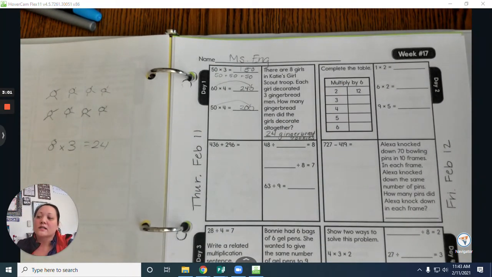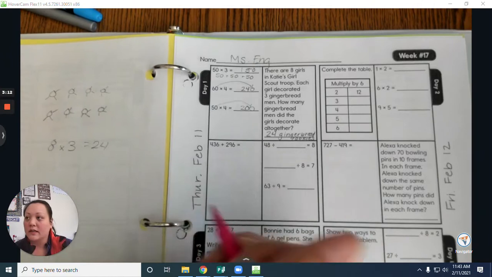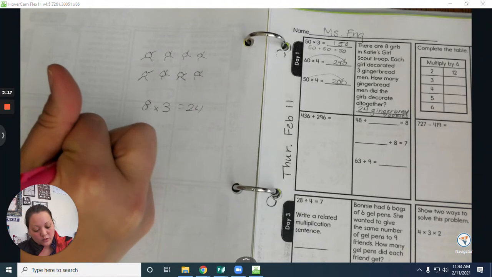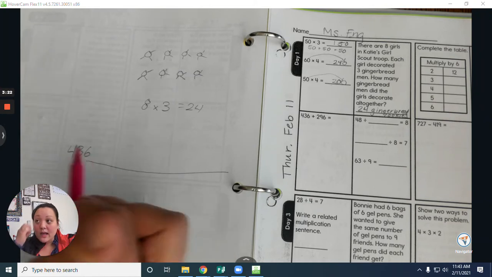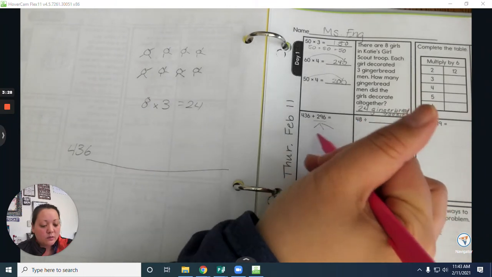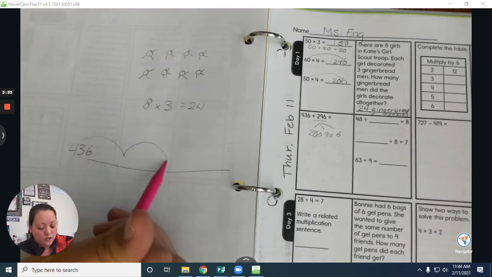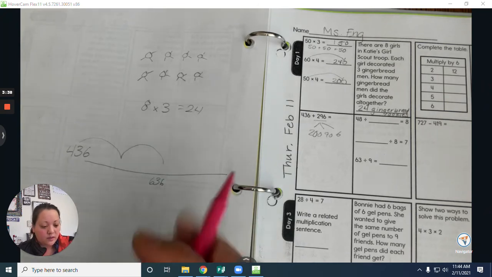Okay, 436 plus 296. Maybe you've done this with the standard algorithm, maybe you did the break apart method, but today I'm going to do the number line. So I'm going to start over here so I can show you a better number line. I'm going to take 436, and here's my number line. And I'm going to add 296 to this. Well, I know that 296 breaks down to a 200, a 90, and a 6. So if I jump 100, 200, right? So 200 would be 636, okay?